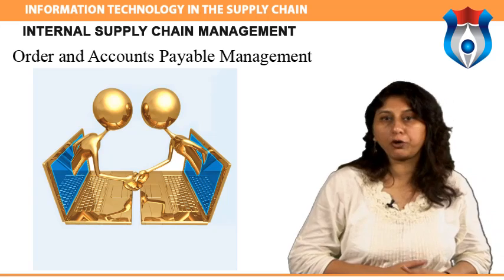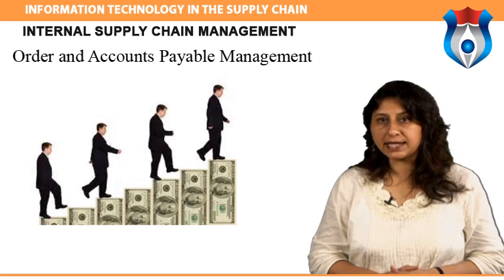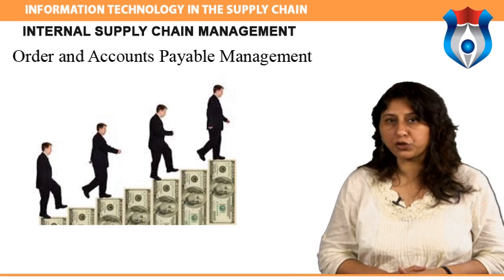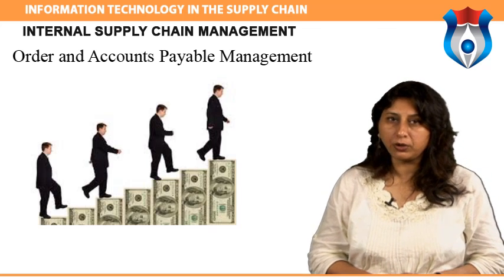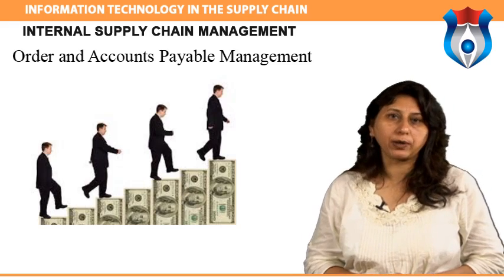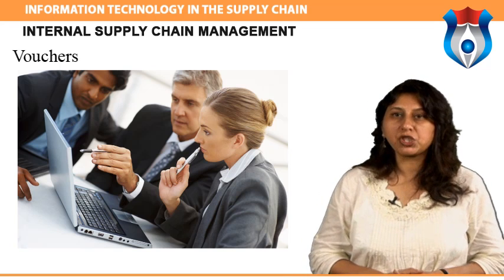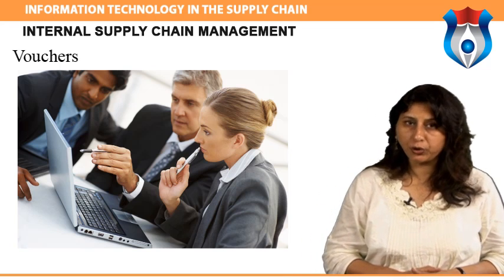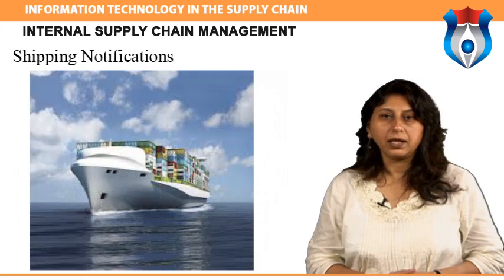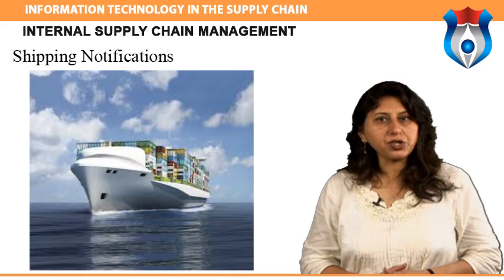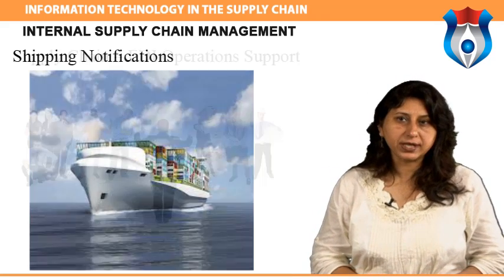Following are the areas of procurement management: order and accounts payable management, manual and system generated orders, leveraging electronic data interchange, EDI interface, and reconciliation of PO, invoice, and delivery receipts or vouchers. Vouchers. Ability to create vouchers when merchandise arrives at a warehouse or a store, or when transferred merchandise arrives from other stores. Shipping notifications. Generation of electronic advance shipping notices, ASNs, to notify respective stores.